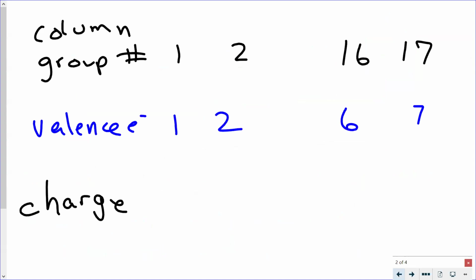Going back to this one. If I have one valence, do I gain 7 or lose 1? Lose 1, right? So if I lose 1 negative charge, what do I have left? Positive charge.